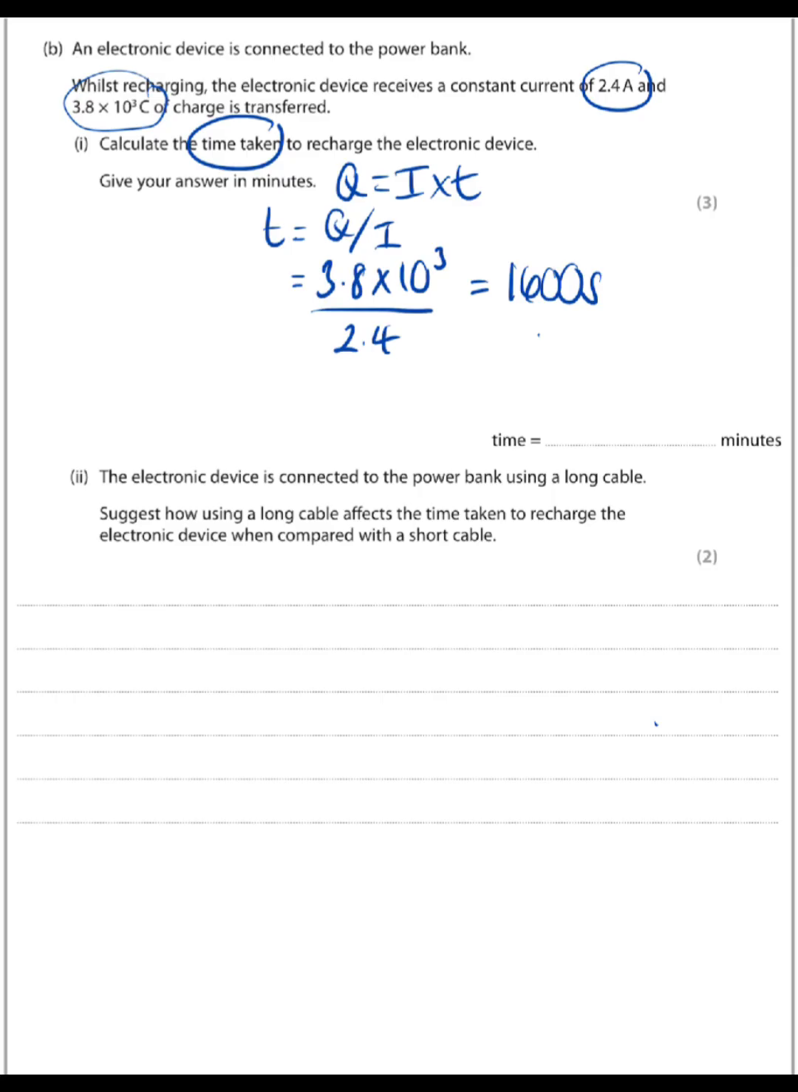However, if you look at the question, it is asking us to give that value in minutes. So we now need to convert that into minutes, and there are 60 seconds in a minute. So our time in minutes is 1,600 divided by 60, which gives us 27 minutes when you round it up. You can give an answer between 26 and 27. They don't penalise you for your rounding here.